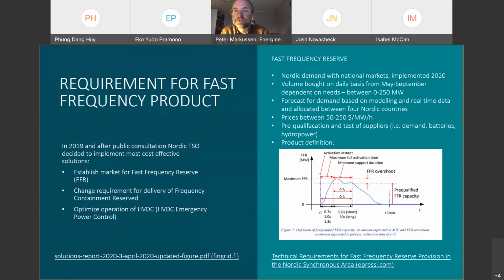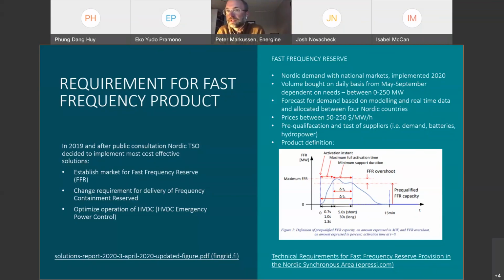So just a few words on this requirement for a fast frequency product to give the control center a tool that can be used. So in 2019, and after public consultation, we in the Nordic TSOs decided to implement this fast frequency reserve because we could see it was a quite cost-effective solution compared to other means. But we did actually also start changing the requirement for delivery of frequency containment reserve, the FCR, and it's not so fast as the fast frequency reserve. And then we have also optimized the operation of the HVDC connections, where there is a possibility for implementing emergency power control in situations with low inertia.